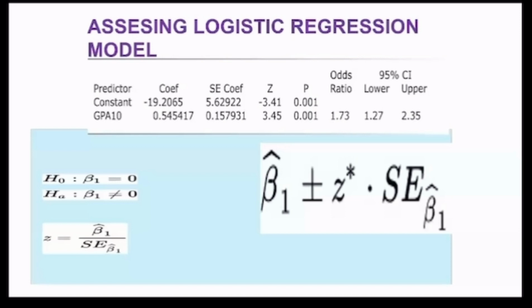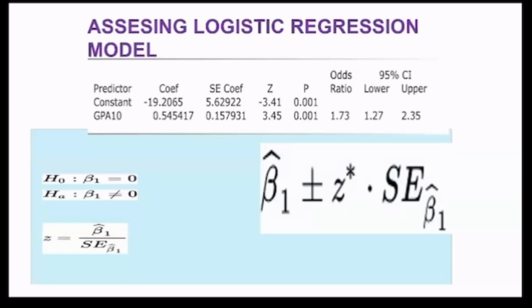What you have in the table for GPA, that very z, is what you calculate: 0.545417 divided by 0.157931. So the result is going to be 3.45. Do you see 3.45? And the p-value associated with that is 0.001. With a p-value less than the 0.05 level of significance, we are going to reject the null hypothesis.